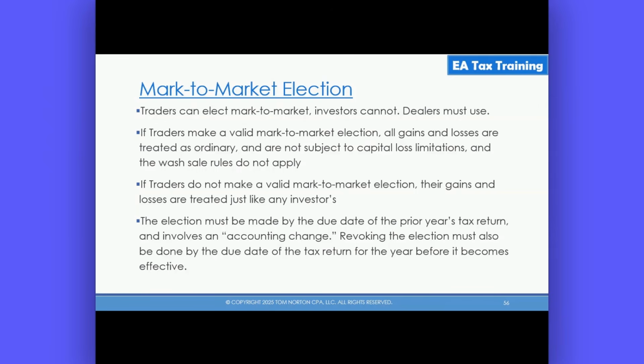The IRS says you have to decide by April 15th each year whether or not you want to make that mark to market election for that year. And again, once you make the election, it is going to be in effect until you revoke it.